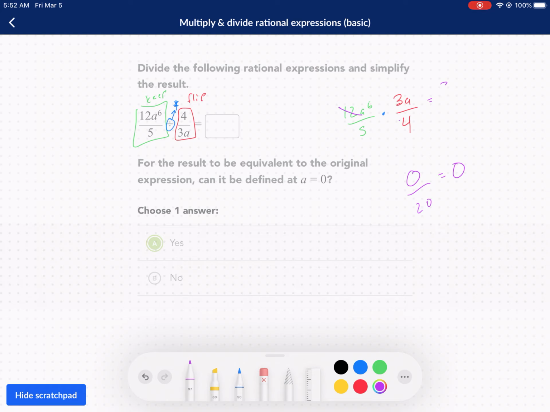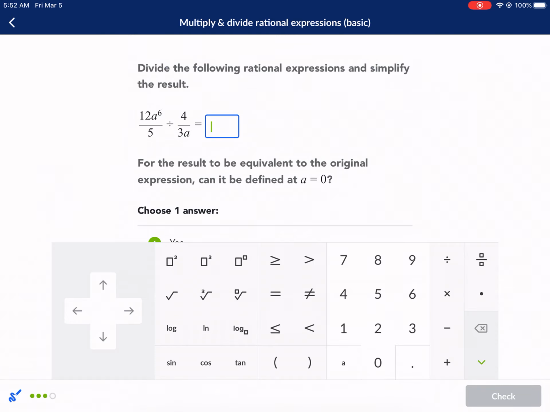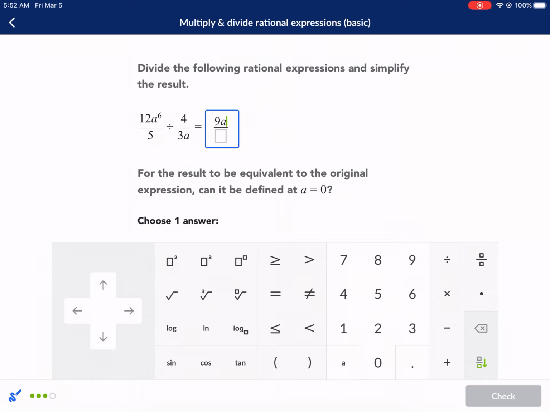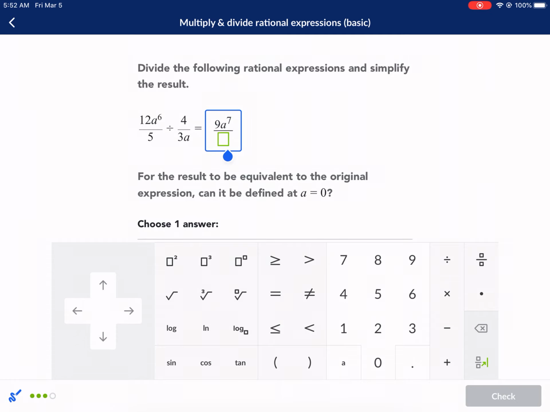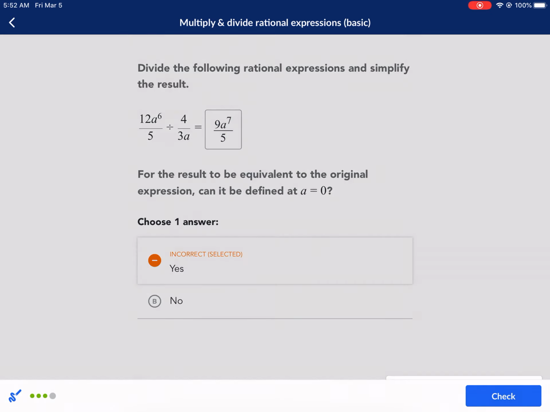We're going to cross cancel here with 12 and 4. 12 divided by 4 is 3. 4 divided by 4 is 1, so it just goes away. So we have 3 times 3 in the top, 9. A to the 6 times a to the 1st, there's an implied 1 there. A to the 7th over 5. So 9a to the 7th over 5. Check it.